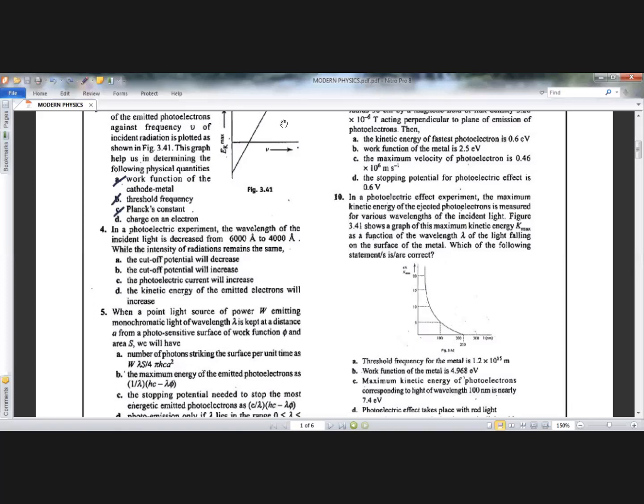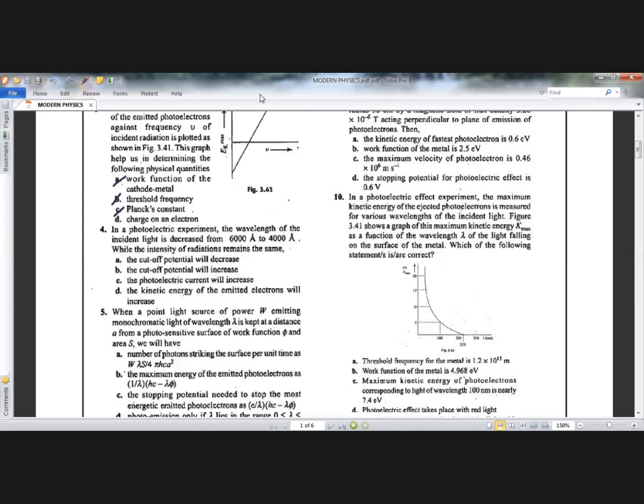It should increase, sir. Because when the wavelength is decreased, the energy of the photon will increase. If the energy of the photon is increased, then the maximum kinetic energy also will increase, which means the stopping potential also has to increase. Okay, sir. Thanks.